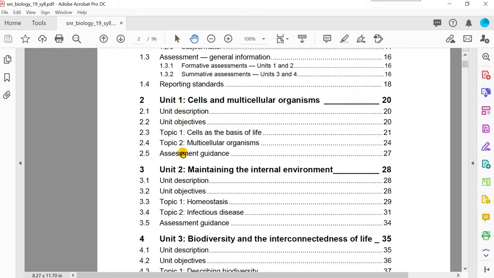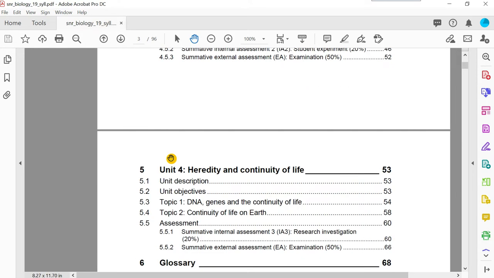There are 4 units done over year 11 and 12. Units 1 and 2 and part of 3 are done in grade 11. Units 3 and 4 are then done in grade 12.